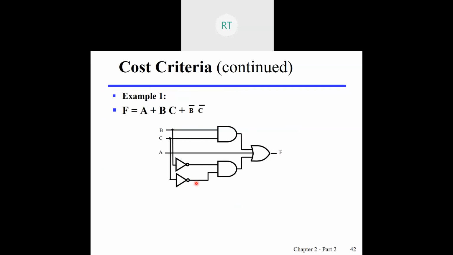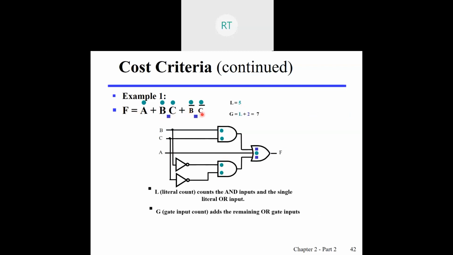I will go over it in detail here, so pay attention. This is an AND gate. How many inputs does it have? 1, 2. And here, 1, 2. So look how we count them, please. 1, 2, 1, 2. And here you have an additional one, which is here, the A. So you actually have 5 literals: 1, 2, 3, 4, 5. Now what's the G? G is going to be 1, 2, 3, 4, 5, 6, 7. So this is my G.